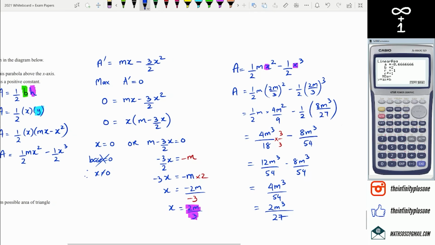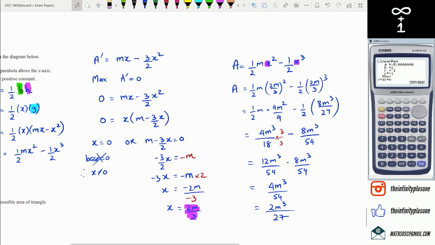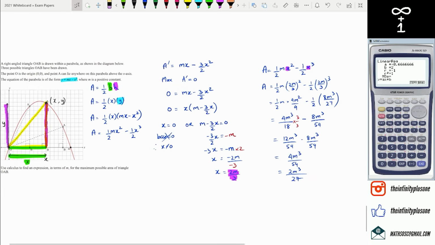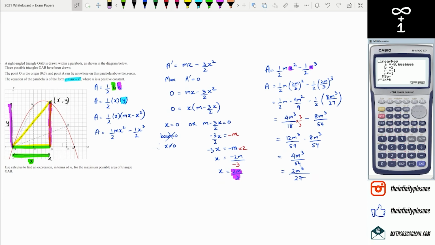To be honest, guys, it's not a bad Excellence question. It's just a lot of algebraic manipulation. But the idea is that you've got to get that initial concept of how to set up that equation: area is half times base times height, and then figuring out that the base is actually x, and the equation of y is the height of the triangle.